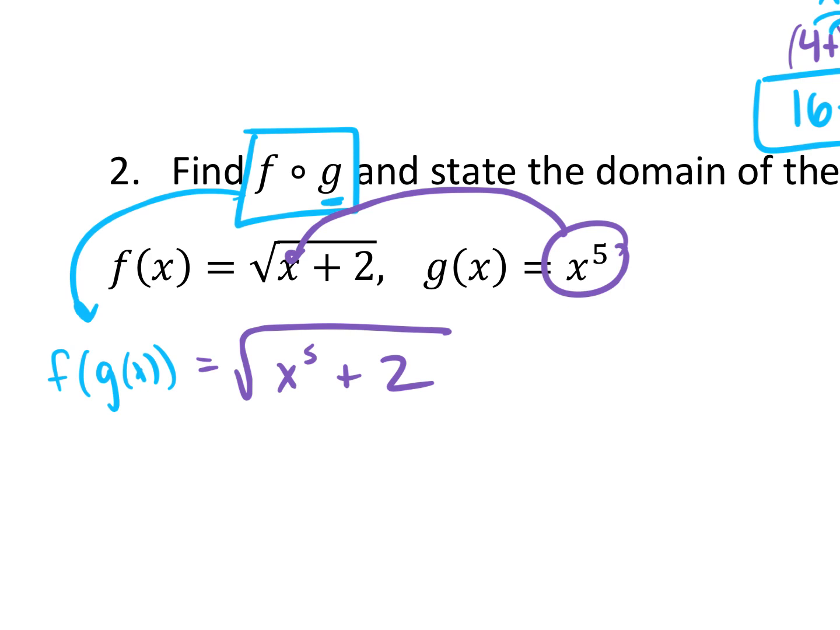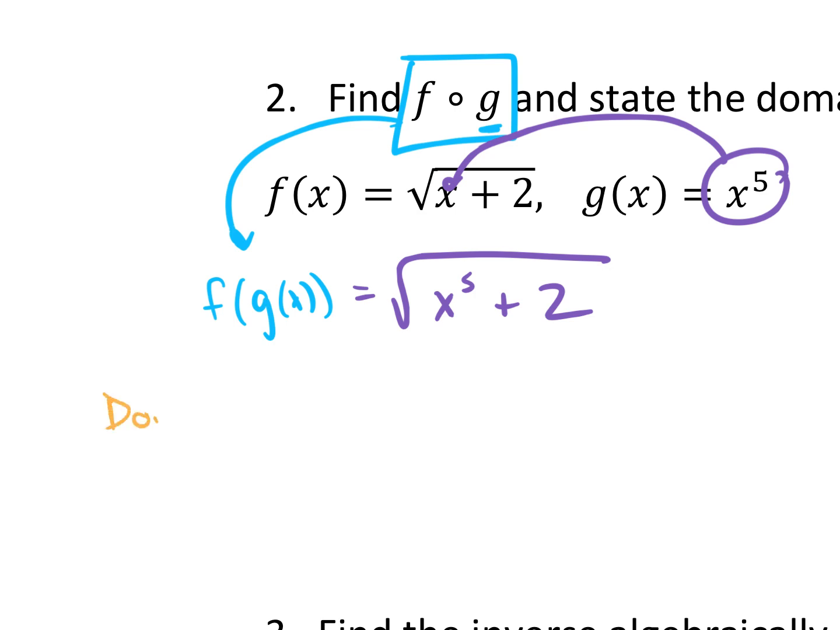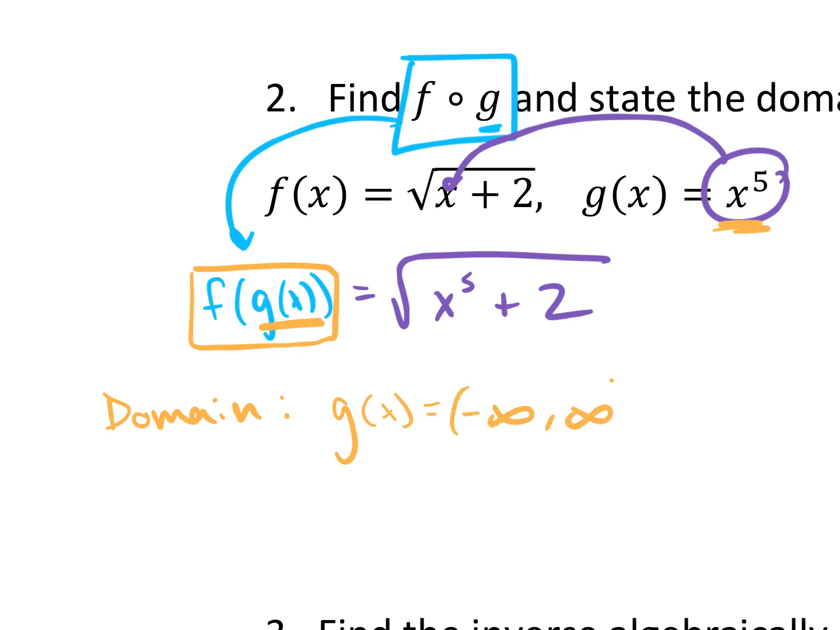Now to find the domain, there's a couple things we have to check for. When it's a composite function, we always have to check the domain of the inside and the domain of the whole thing. So my domain for g of x, do I have anything that x can't be when it's x to the 5th power? No. So it would be all real numbers, negative infinity to infinity. That's just for the g.